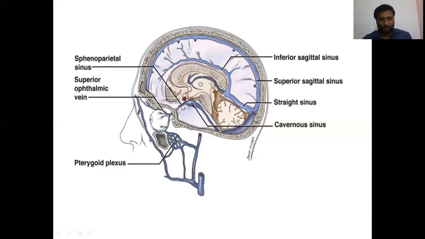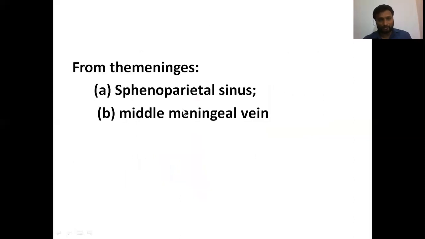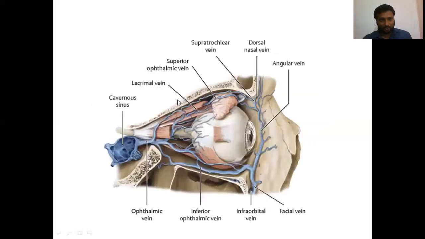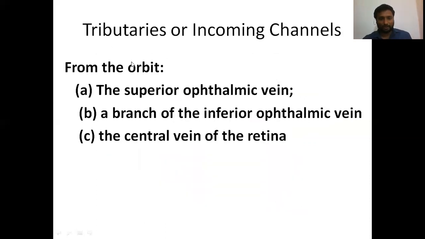See, this is the sphenoparietal sinus. Like that, here we have the middle meningeal vein. So the middle meningeal vein and the sphenoparietal sinus also drain into this cavernous sinus. These are the veins draining into the cavernous sinus. So incoming channels or tributaries, we are explaining these tributaries under three headings: from the orbit, from the meninges, from the brain.